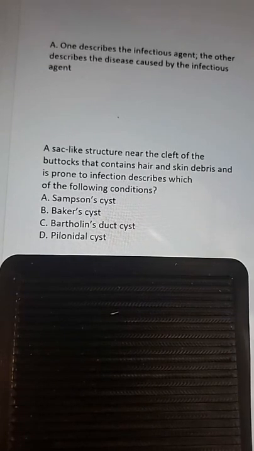So on this next question, we are looking for something on the buttocks. And I like the way Forrest Gump says that word. Do you know which one is? They usually contain hair and debris. Oh, Lord.